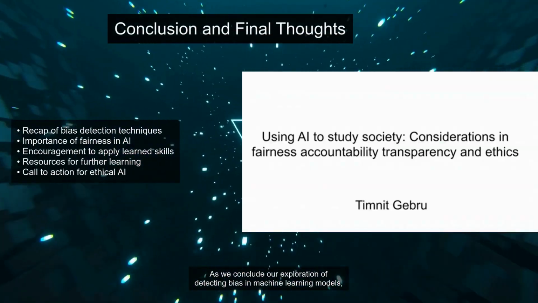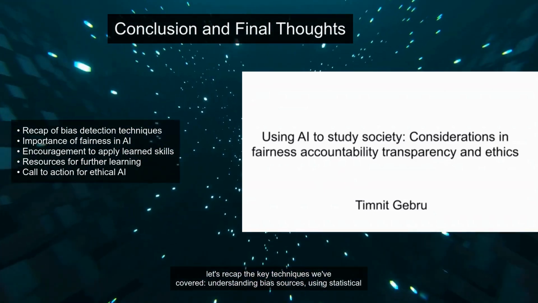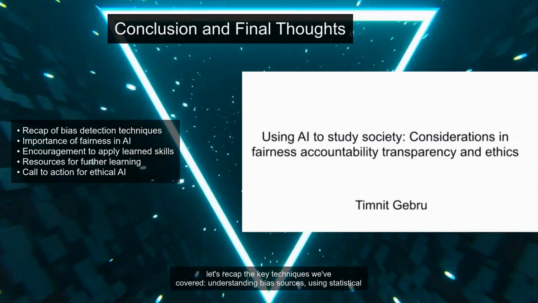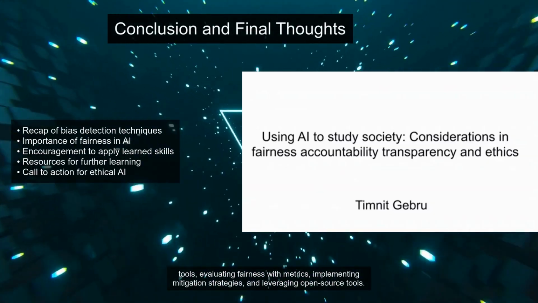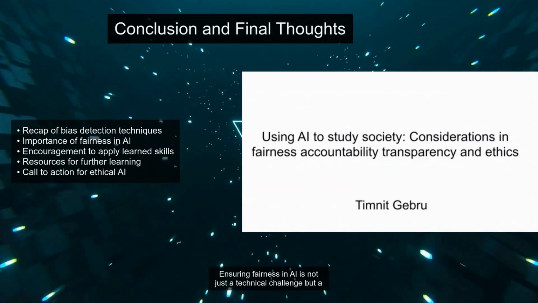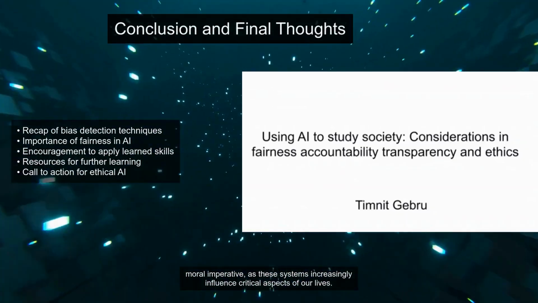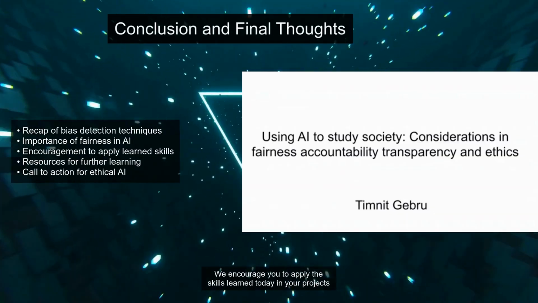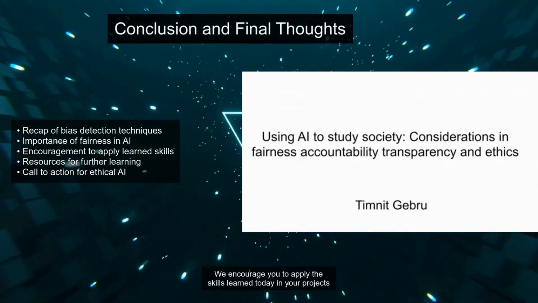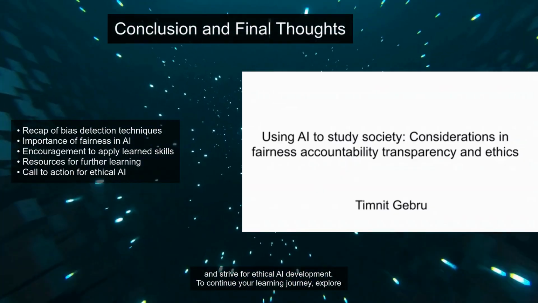As we conclude our exploration of detecting bias in machine learning models, let's recap the key techniques we've covered: understanding bias sources, using statistical tools, evaluating fairness with metrics, implementing mitigation strategies, and leveraging open source tools. Ensuring fairness in AI is not just a technical challenge but a moral imperative, as these systems increasingly influence critical aspects of our lives. We encourage you to apply the skills learned today in your projects and strive for ethical AI development.